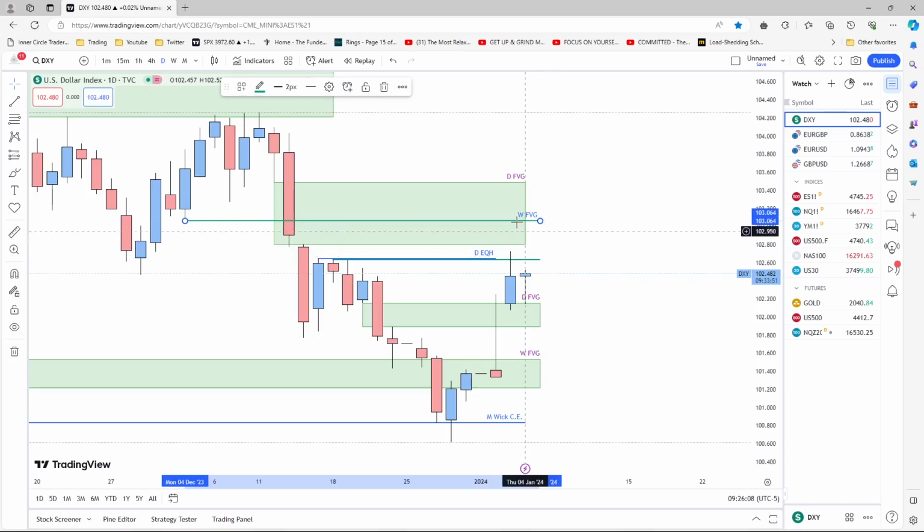We could still go into 50% of this consequent encroachment of this fair value gap, and we could turn around and reverse. We also had daily equal highs in this area, which we already did tap, and we did tap into this weekly fair value gap.